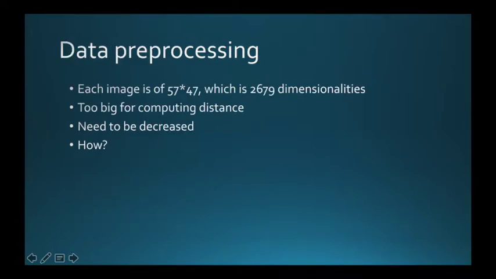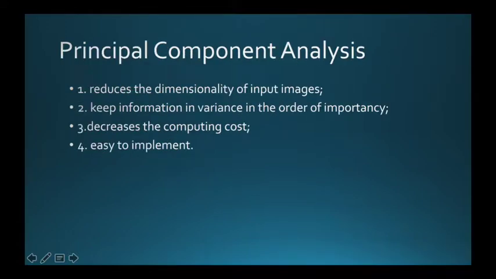Before we apply KNN, we have to pre-process the data, because each image is of the size 57 times 47, which is 2679 dimensions. It is too big for computing distance. It needs to be decreased, but how? The way I use is principal component analysis. It will reduce the dimensionality of input images and keep information invariance in the order of importance. It helps to decrease the computing cost and it is easy to implement.